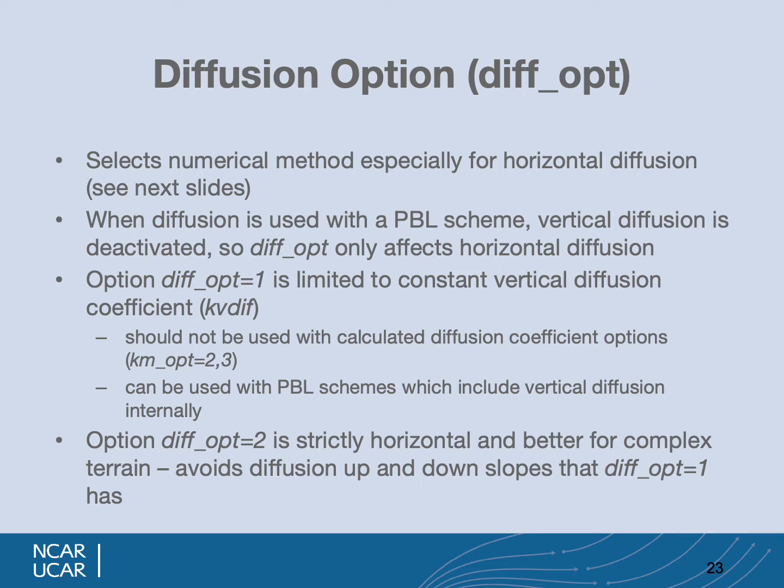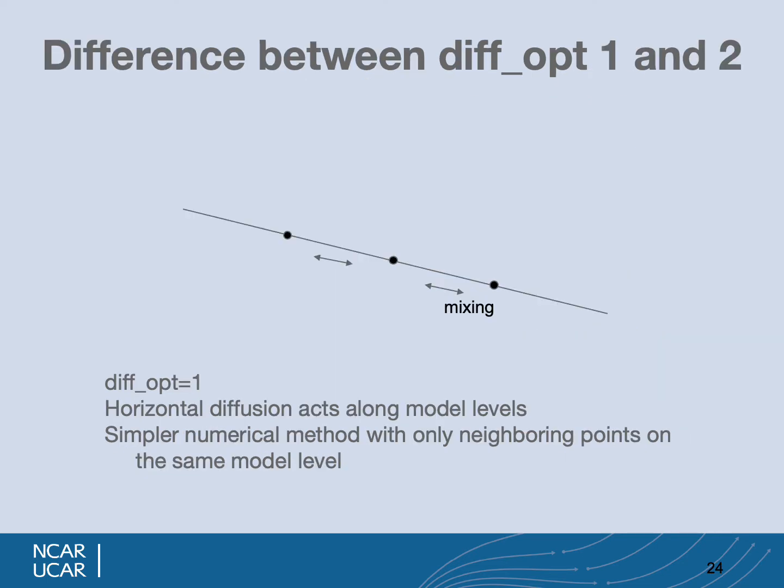Diff_opt equals 2 is strictly horizontal for better complex terrain, as I'll show soon, and avoids diffusion up and down slopes. It also can be used with variable vertical diffusion coefficients. So diff_opt equals 1, as I mentioned, is a simpler option. It just diffuses along model levels, which can be sloped. So it only uses the point on either side to do a horizontal diffusion in the model coordinate.